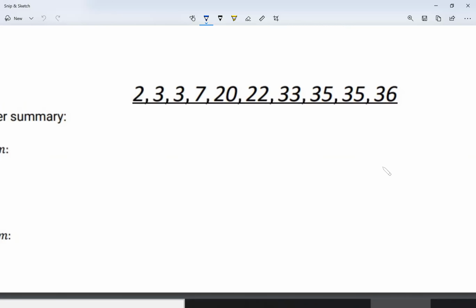Okay, so let me draw the center. I have 1, 2, 3, 4, 5, 6, 7, 8, 9, 10 numbers. So I'm going to split my numbers, 5 on one side and 5 on the other side. Let me just draw a line here. Notice how I did 5 numbers to the left and 5 numbers to the right.